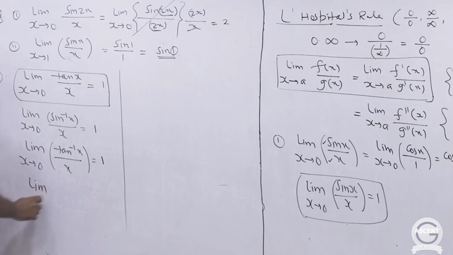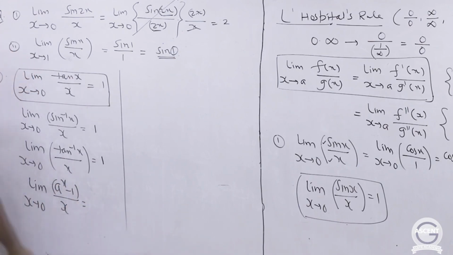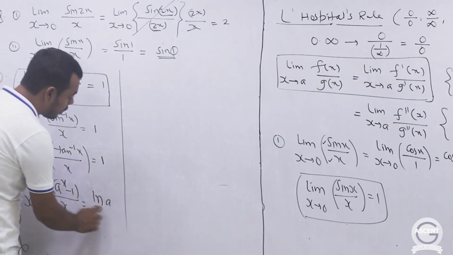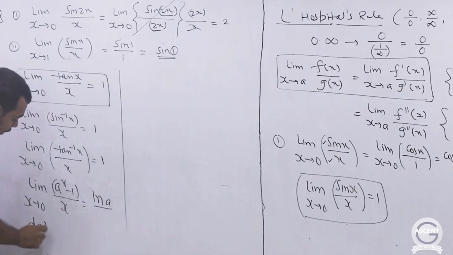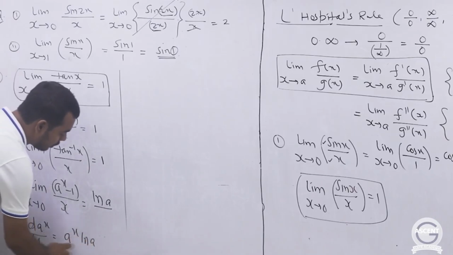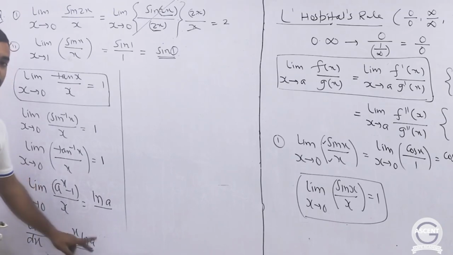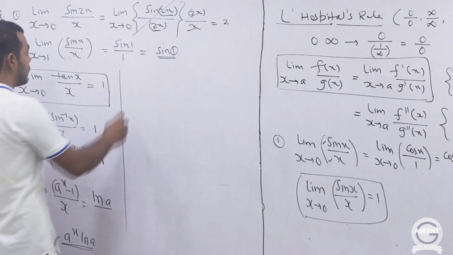The fifth one is limit x tending to 0 a to the power x minus 1 by x. If I place x equals 0, I will get 1 minus 1, 0 by 0. So if you apply L'Hopital's rule, you will get log a. Remember that the derivative of a to the power x with respect to x is a to the power x into log a, and in the denominator you will get 1. If you place x equals 0, this will give us 1. Finally you will get log a. So this is our fifth result.